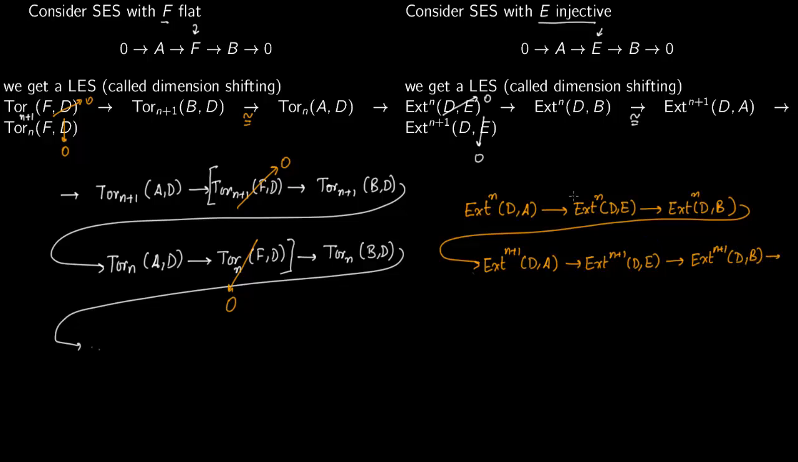And we are just considering this part of the sequence. We are saying this is 0 and this is 0, and therefore there is an isomorphism right here. And this is the example again of dimension shifting.